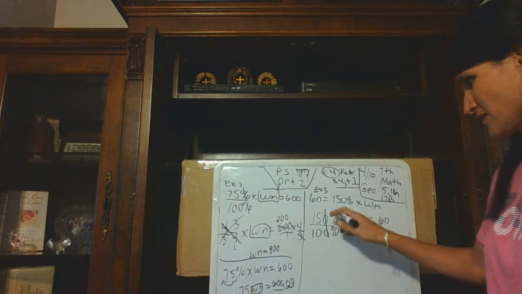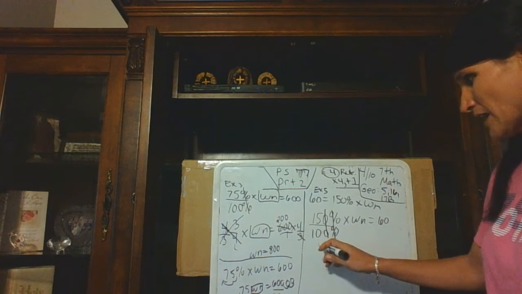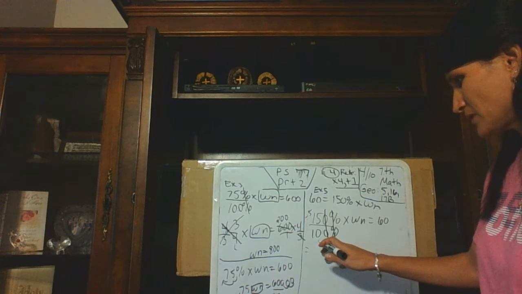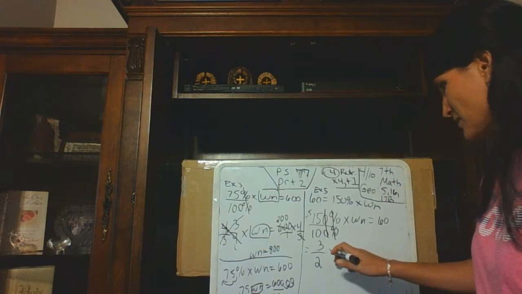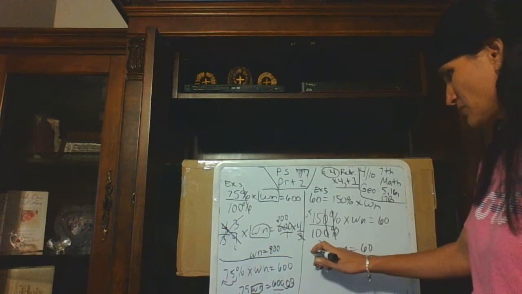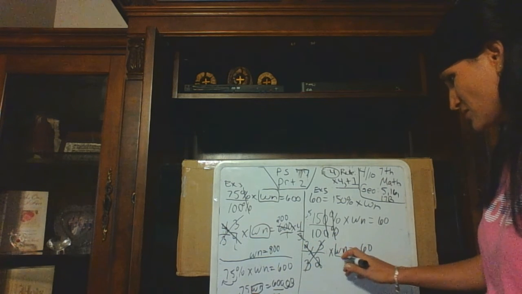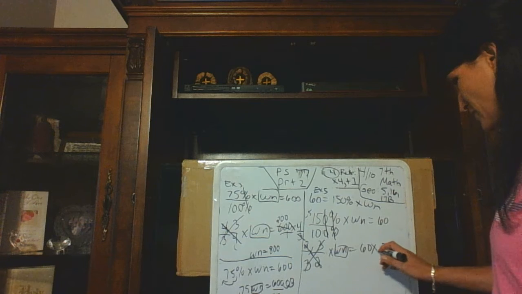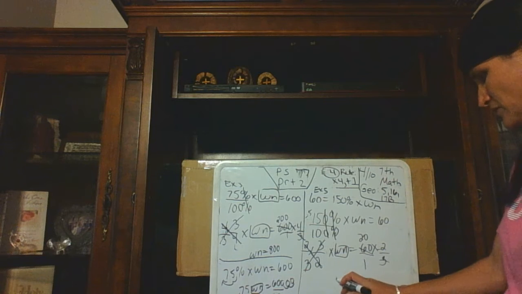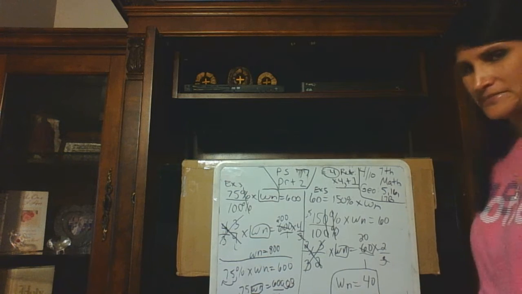All right, now I'm going to put this over 100 because I find it simpler to reduce. Okay, so I'm going to do that. And I have 15 over 10. 15 over 10, if I divide by 5, that's going to give me 3 halves times Wn equals 60. Okay, so then I'm going to multiply by the reciprocal. The 2's cancel, the 3's cancel. Multiply by the reciprocal on the other side. The 3 cancels with the 60. And you get Wn equals 40. And that is your solution.